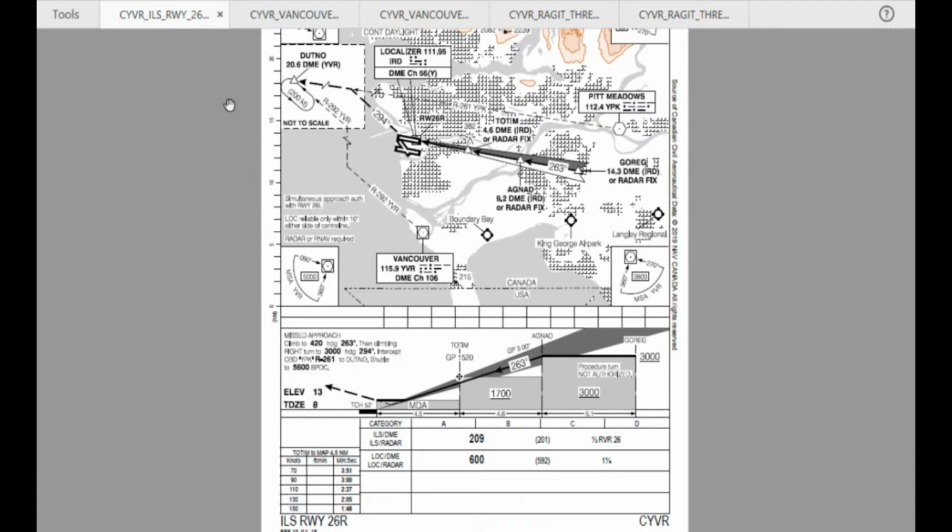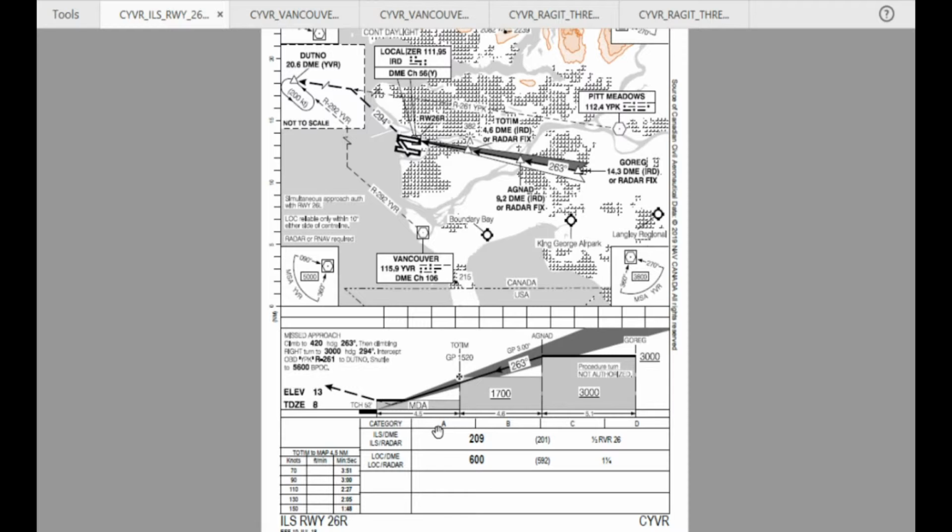So as we could see up on the horizontal approach plate, that's this bit here. And we intercept the outbound radial of Pitt Meadows 261, again, as we discussed earlier, to Dutno, and then shuttle 5,600 to BPOC, which would be the next waypoint.